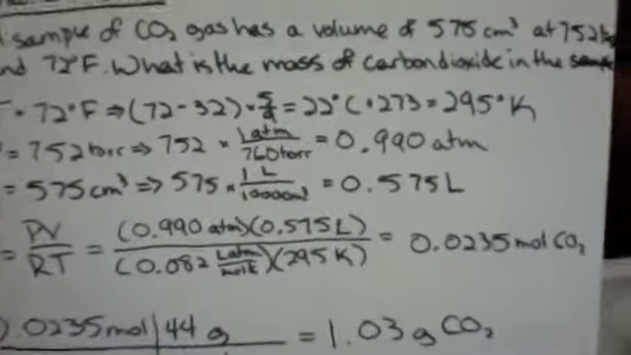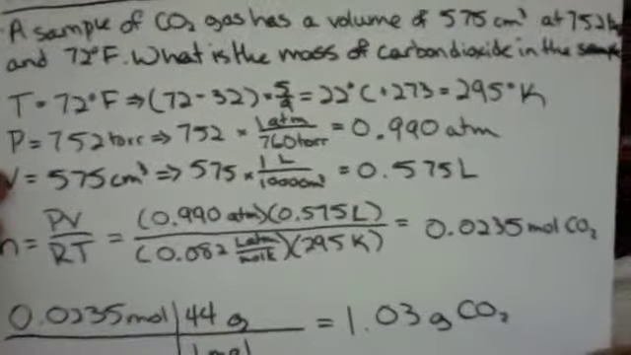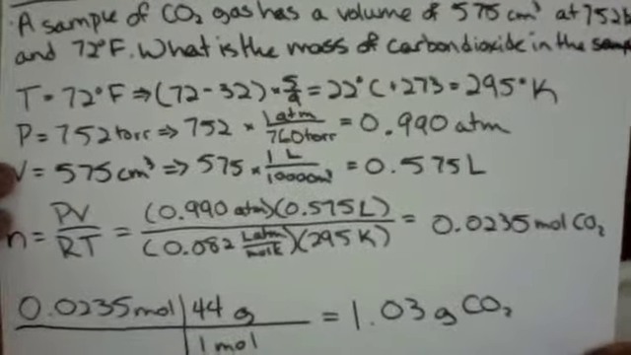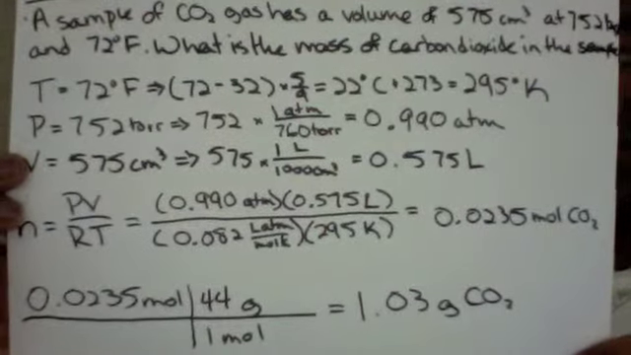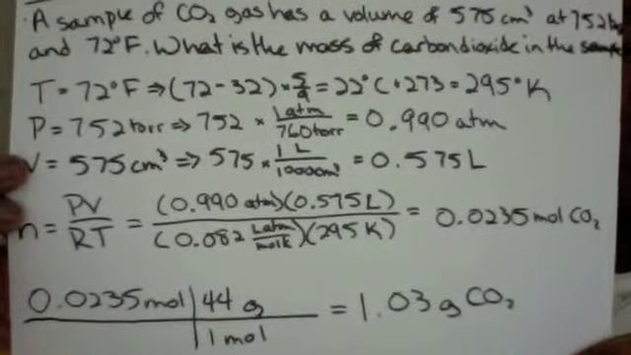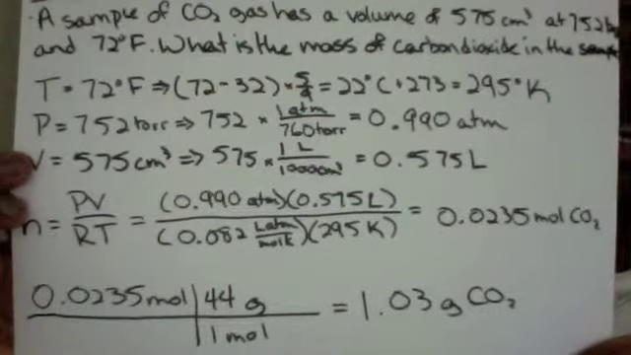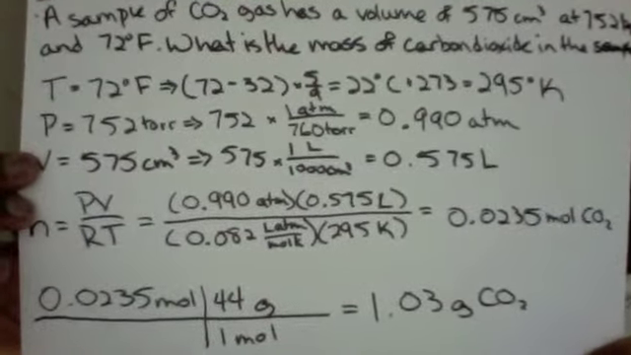Then we're just going to go through two practice problems using both of those concepts. Our first one is with the ideal gas law. The question says a sample of CO2 gas, carbon dioxide gas, has a volume of 575 centimeters cubed at 752 torr and 72 degrees Fahrenheit. What is the mass of carbon dioxide in the sample?